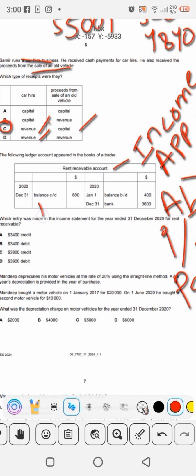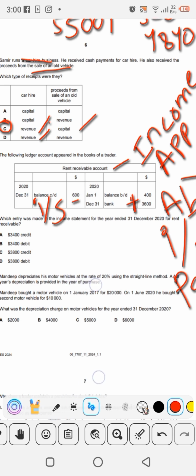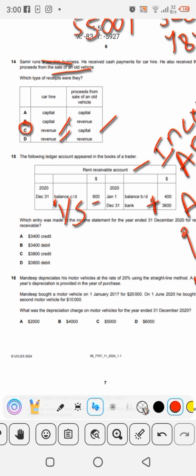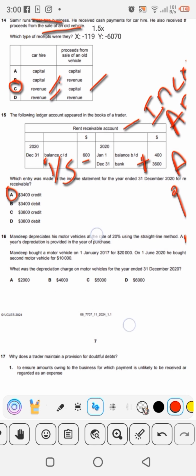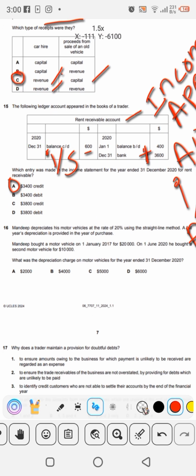So if you look at the format to calculate the charge for the income statement, we will add 400 and 3600 on the credit side and subtract 600, which will give us 3400 on the debit side, but this is the rent receivable account. In the income statement account, it will be 3400 on the credit side. So we will mark A as the correct answer.